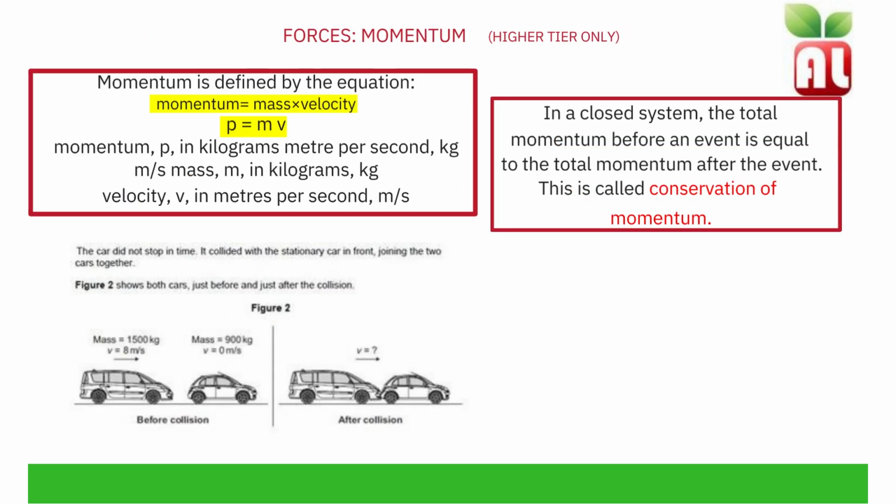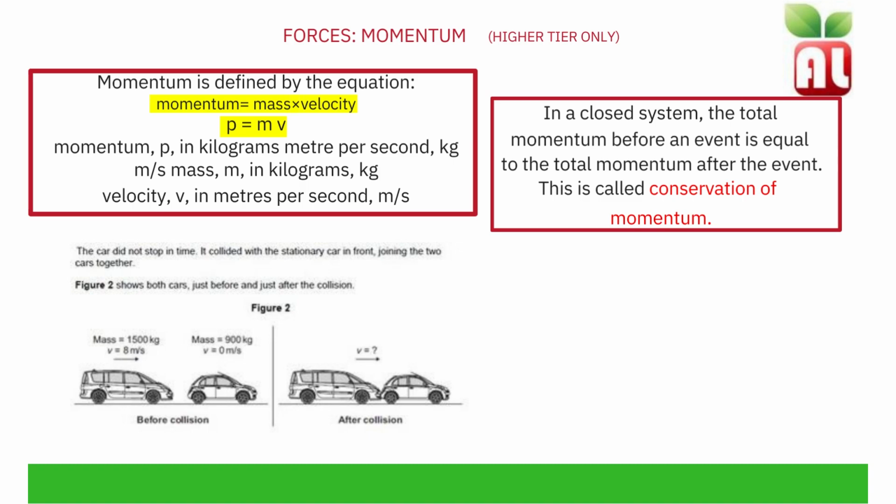Momentum. Momentum is defined by the equation momentum equals mass times velocity. This is not given on the physics equation sheet and therefore must be learnt. Momentum's units are kilogram meters per second, mass in kilograms, and velocity in meters per second.